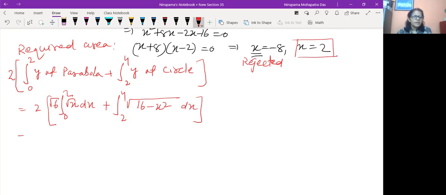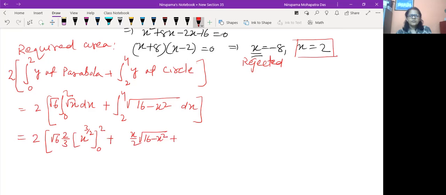So twice of root 6 times x to the power 3 by 2 divided by 3 by 2, so I am writing here 2 by 3, x to the power 3 by 2, limit from 0 to 2. Plus x by 2 under root 16 minus x square plus a square by 2, that is 16 by 2, which is 8, sine inverse x by a, that is x by 4. This is from 2 to 4.